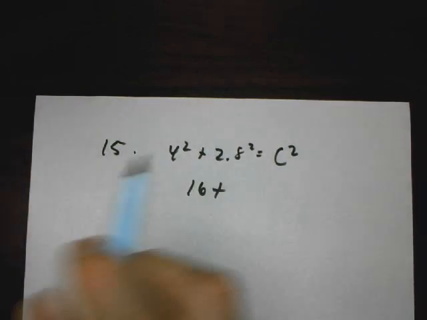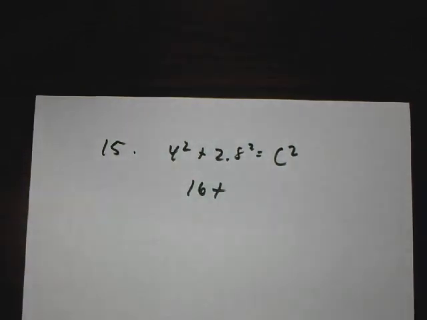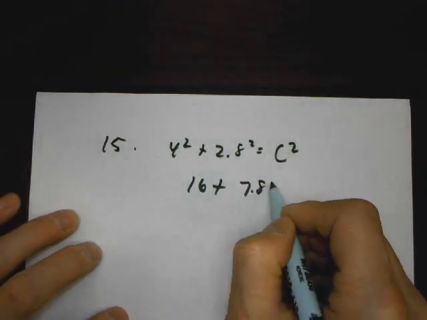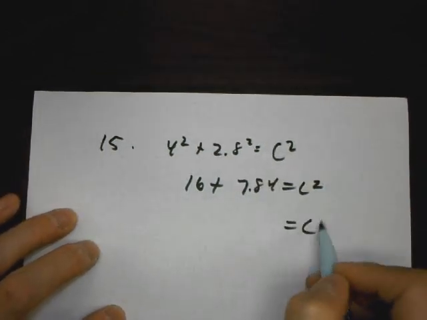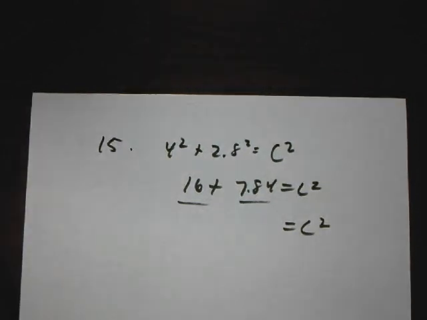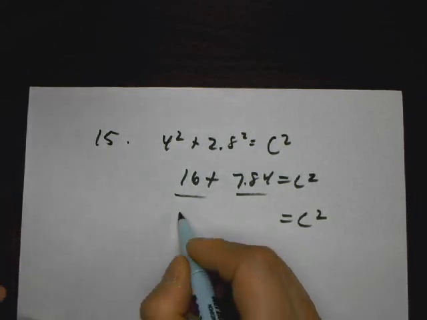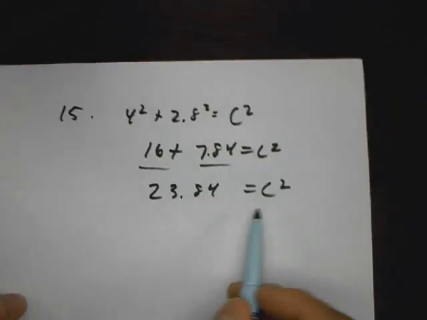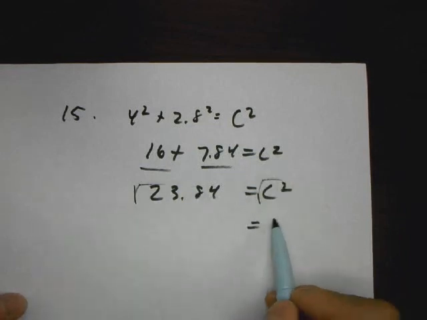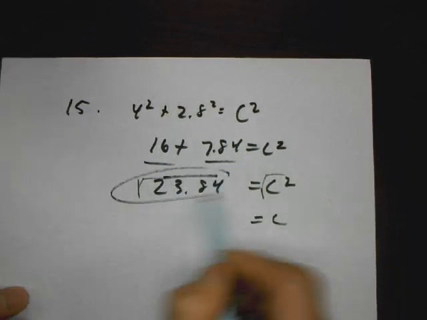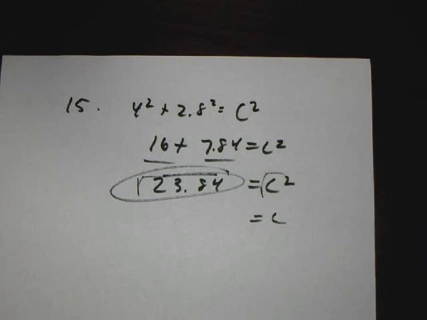4 times 4 is 16. You're going to do 2.8 times 2.8, and that's 7.84. Now we got to add these two this time. Remember, last time we subtracted. This time we're going to add because they're on the same side. So I got 23.84. Now I have to take the square root of both sides to make this into C, and that's going to be my answer, the square root of 23.84, because they wanted an exact answer.